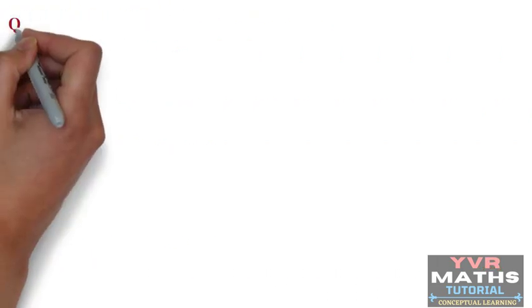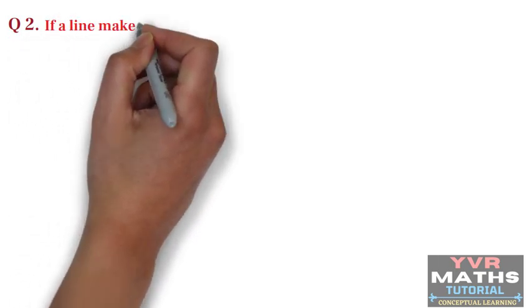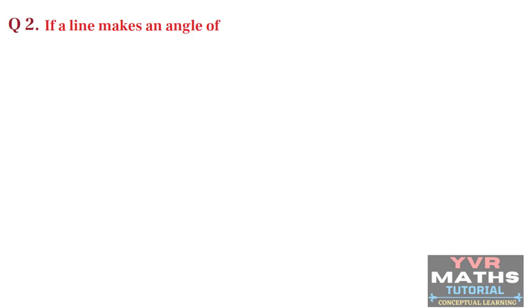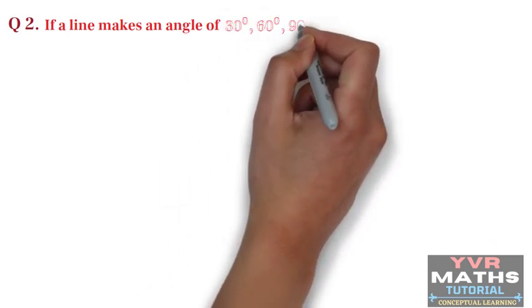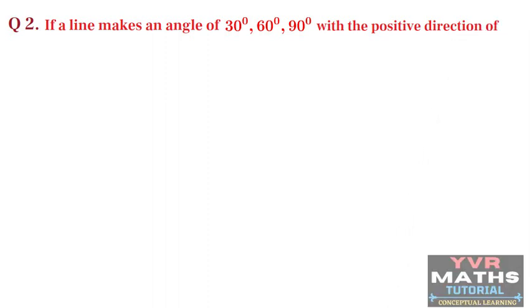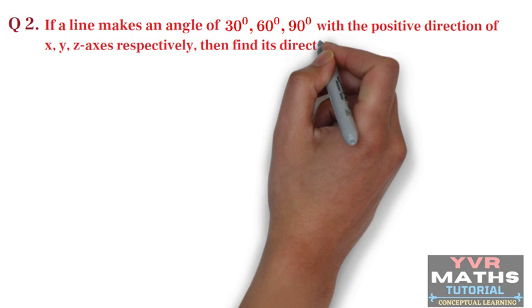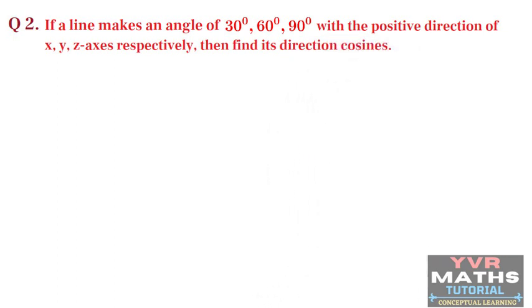Based on first question, I will give you one question. You can try to solve this question. If a line makes angles 30 degrees, 60 degrees and 90 degrees with the positive direction of x, y, z axis respectively, then find its direction cosines. Solve this question by using the concept of direction cosines and you can refer first question to solve this question.